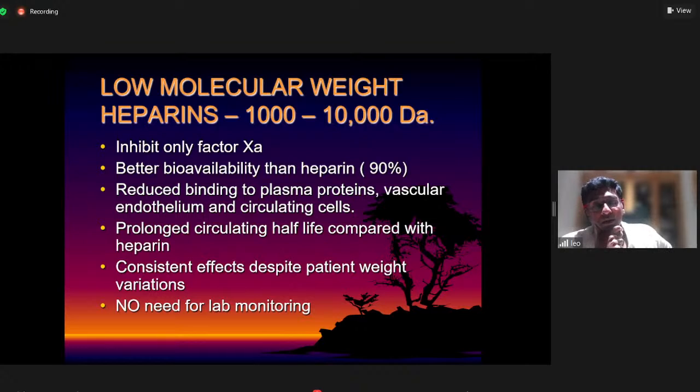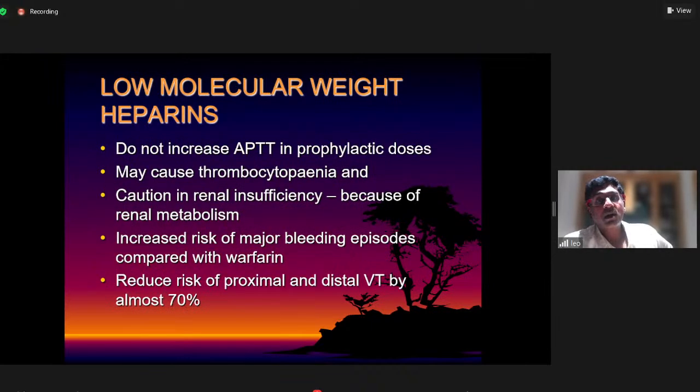And more importantly, you don't really need to bother about lab monitoring of APTT, or PT or INR when you're using low molecular weight heparin, which is a significant advantage. So again, the incidence of heparin-induced thrombocytopenia is remarkably less. I think the statistics is about 4% with heparin alone, and it's just much less with low molecular weight heparin.